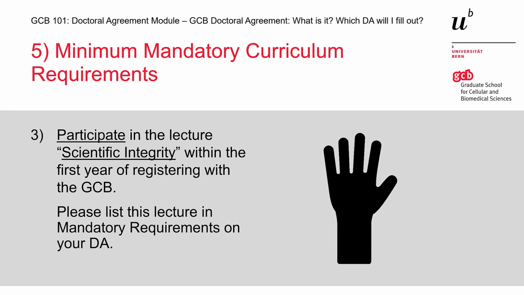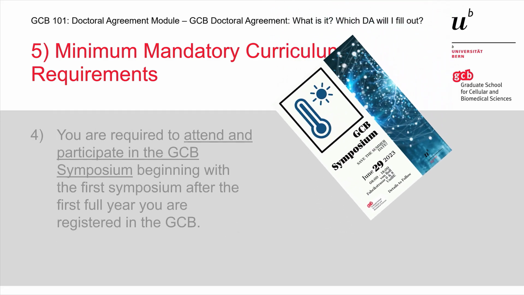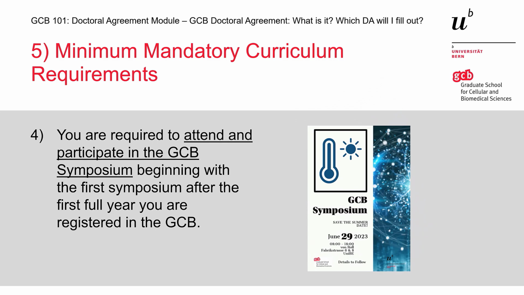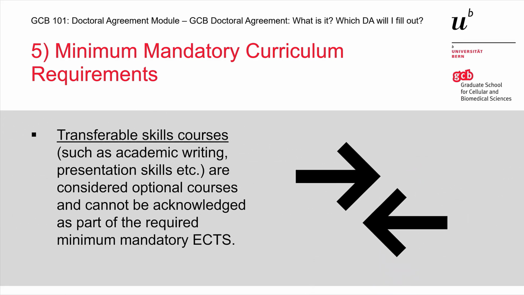Number 3. Participate in the lecture Scientific Integrity within the first year of registering with the GCB. Please list this lecture in mandatory requirements on your DA. You will not earn ECTS for the 2-hour lecture, however it is mandatory. Number 4. You are required to attend and participate in the GCB Symposium beginning with the first symposium after the first full year you are registered at the GCB.